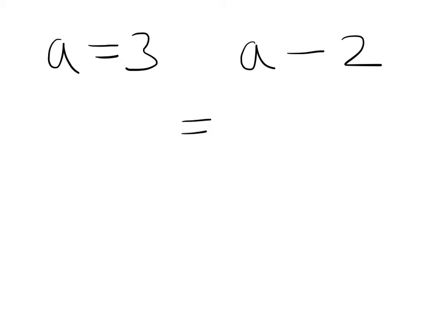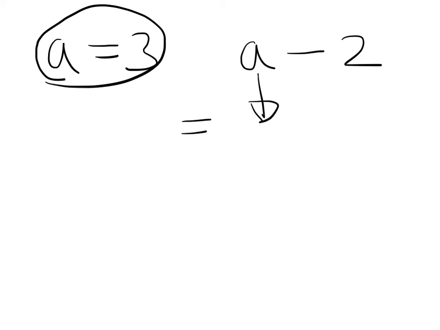If, for example, we keep a is equal to 3, and we have our expression a minus 2, again I'm going to use my arrow and I can see that a is equal to 3, so therefore I'm going to replace a with 3, I'm substituting a for 3, so I have 3 minus 2, which is equal to 1.